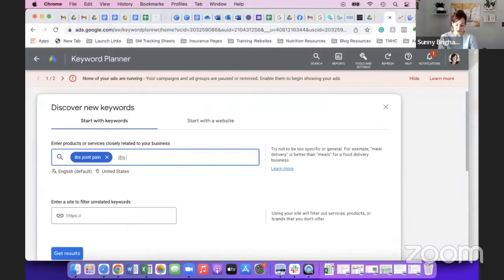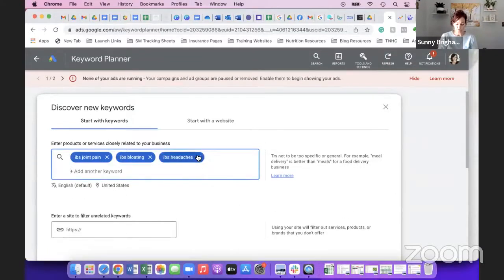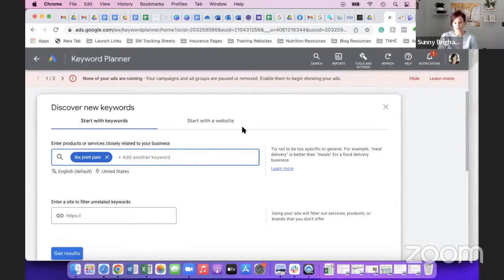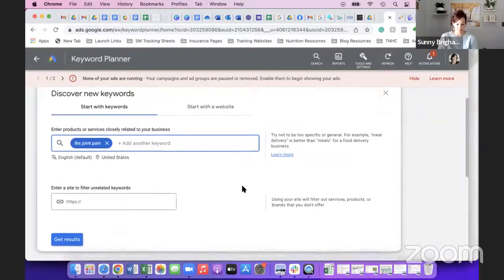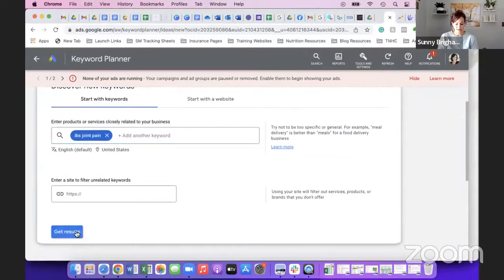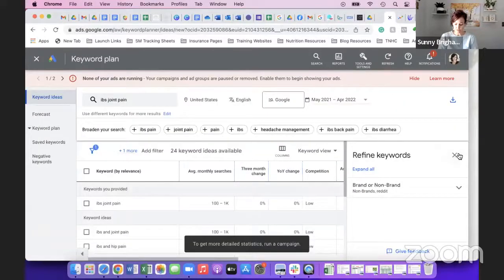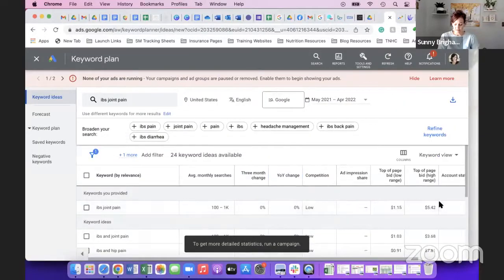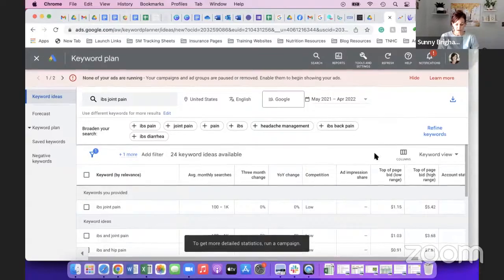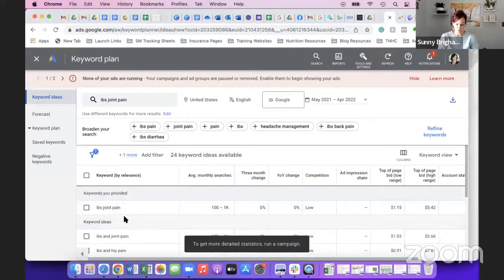So I could put IBS and bloating, or I could put IBS and headaches. So I could look at all of those at the same time, but because I'm only focusing on IBS and joint pain, I'm going to leave it there. And then I'm going to come down and hit get results. And so what this does is this shows me what comes back for what I asked for, which was IBS and joint pain.